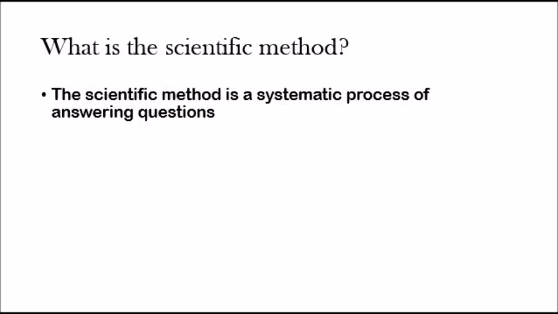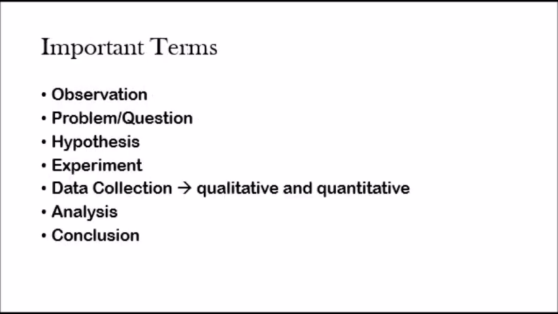So what is the scientific method? The scientific method is a systematic process of answering questions. That's the most simple definition you can get. So it's basically a way of thinking in order to answer questions. And it's not a way of thinking that's just random. It has a process to it in order to make sure that you can correctly validate your data. So the scientific method consists of this.